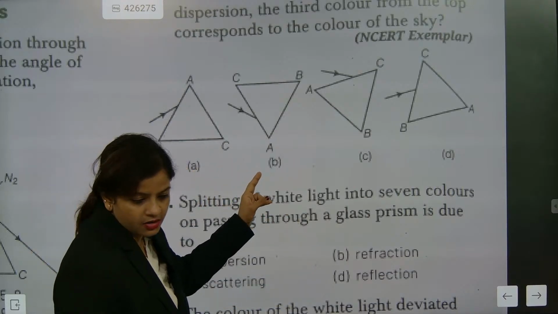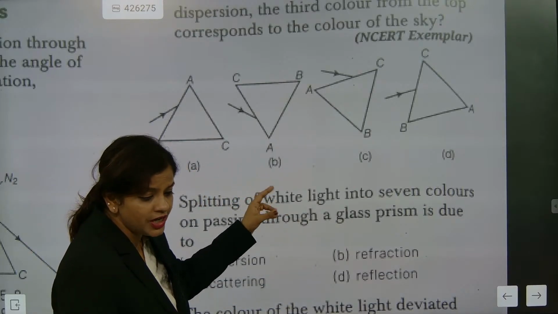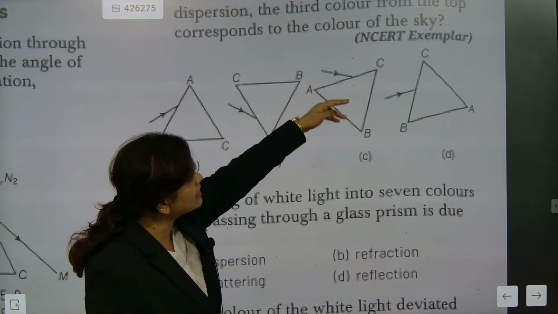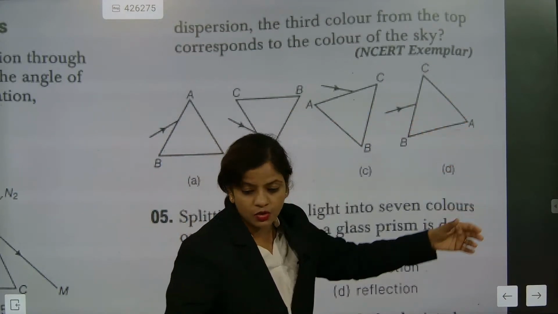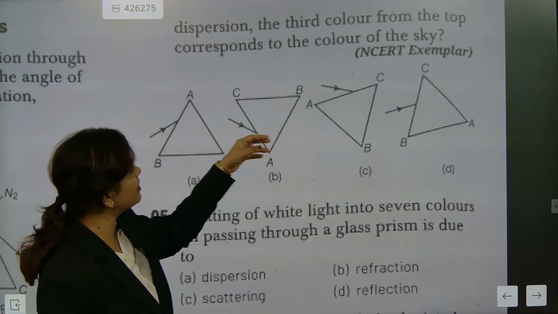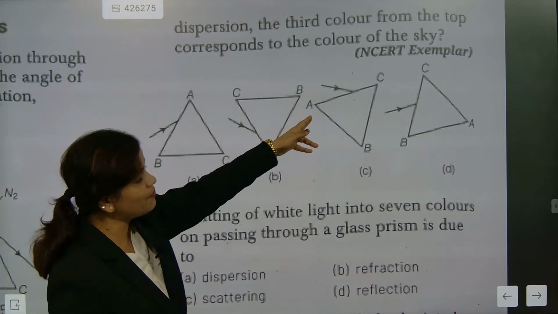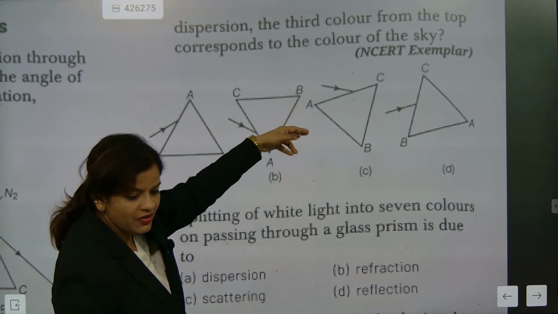Draw and check. Everybody listen to me carefully. Draw and check. If it is tilted a little also, B will go down. If it is tilted a little also, at the time when the light ray goes like this, then only B will come first. B will be coming first.